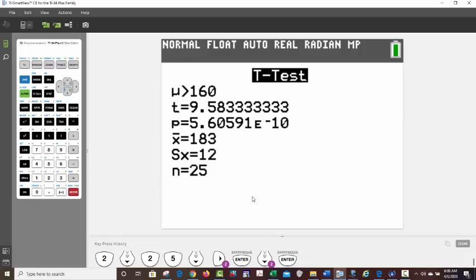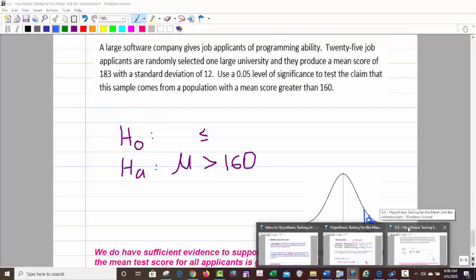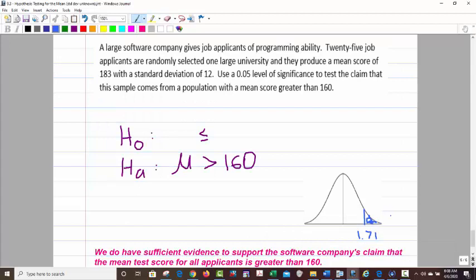All right, there's your t that you could have easily gotten just by using the test statistic formula. Not too difficult. 9.58. Look at that p-value. That's a really, really tiny p-value with like 9 zeros in front of it. That test statistic of 9.58 is way out here to the right in the rejection region. In other words, it's clearly greater than 1.71.